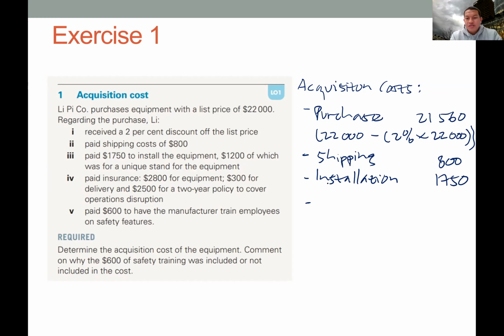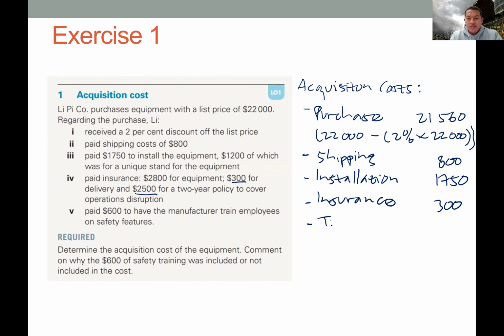And then insurance. In total, we have an insurance cost of 2,800. 300 is for delivery insurance, and 2,500 is for operational insurance for 2 years. As we have discussed, we only include the insurance which is directly related to the acquisition process. So we include only 300 for insurance.